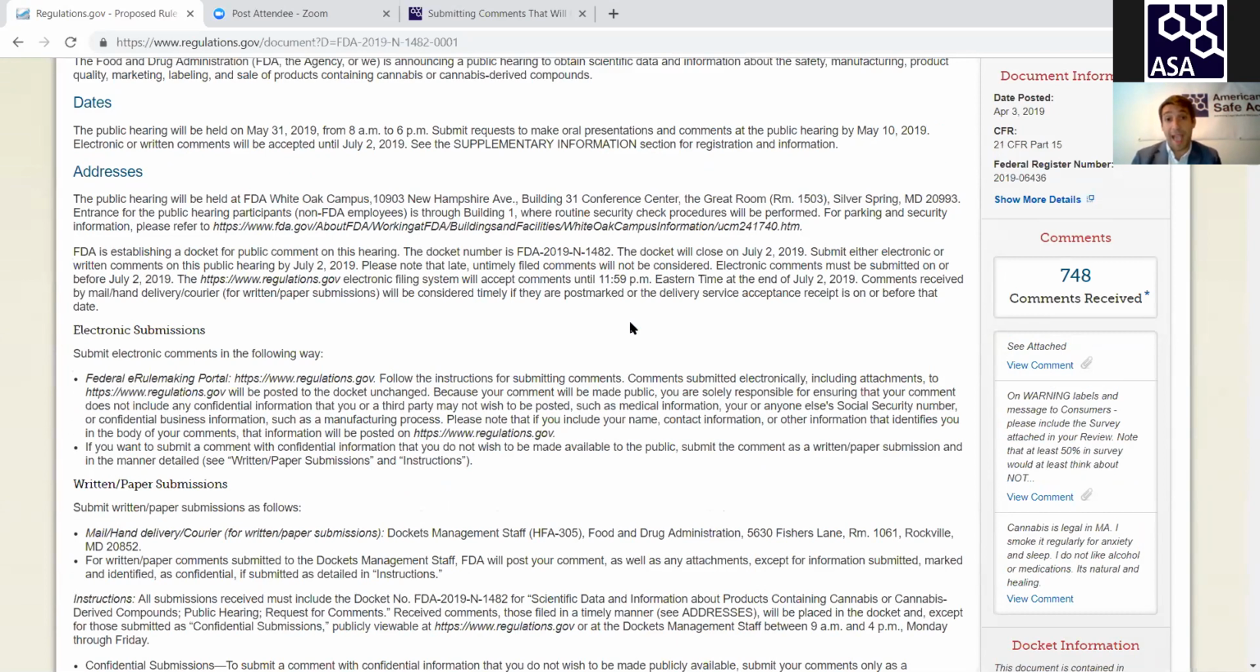Americans for Safe Access will be at that public hearing. We were one of the 150 panelists from around the country to be selected to testify. So we will be there sharing our detailed comments and sharing our plan and pathway forward for this potential regulations that may come from the FDA.